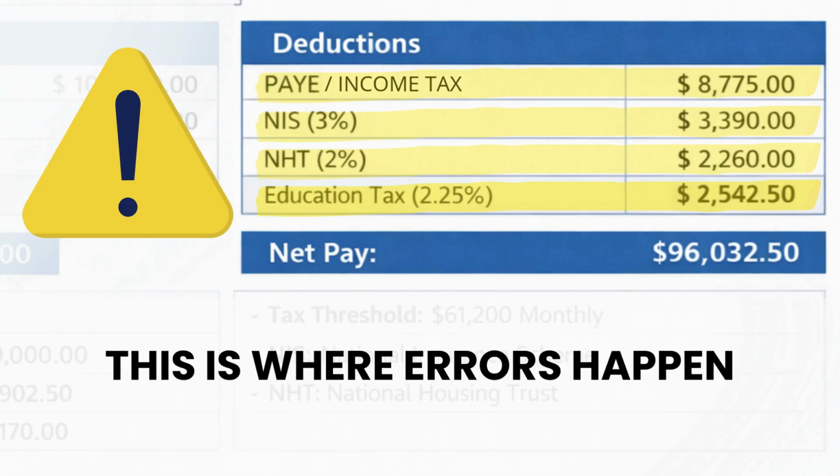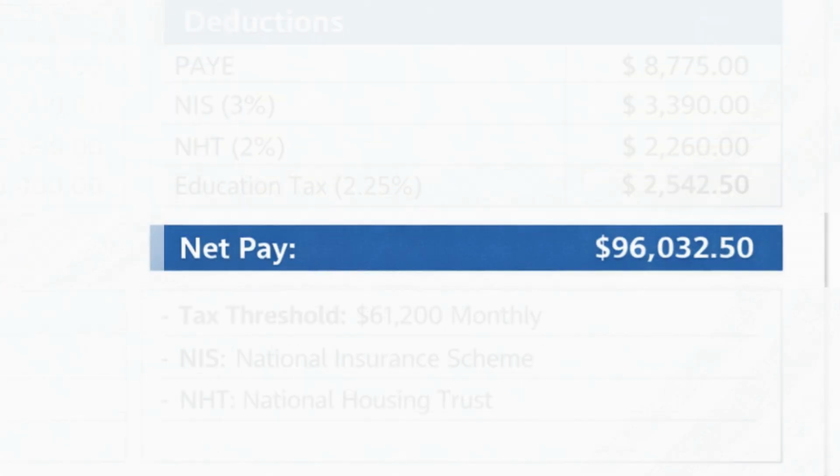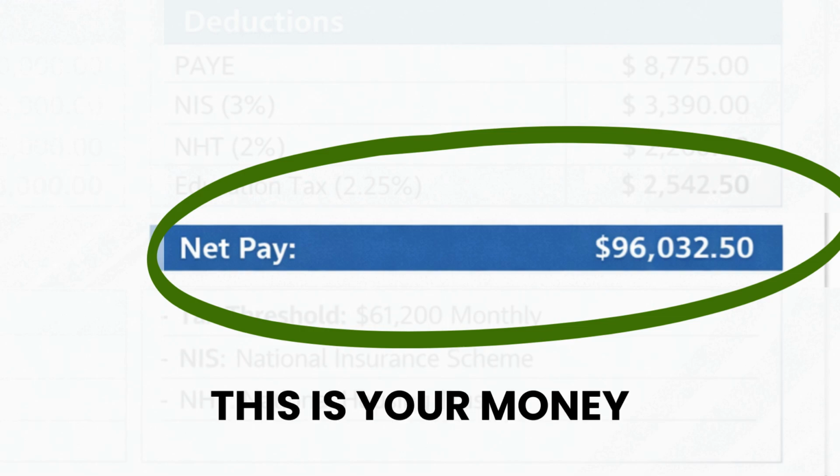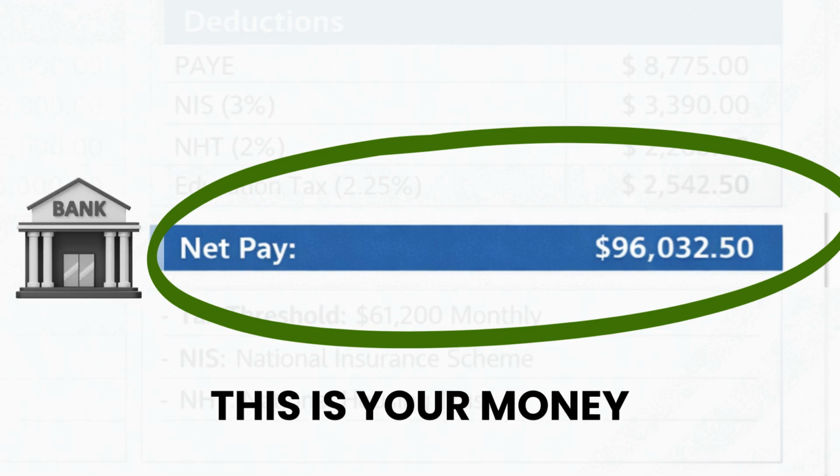Fourth section, net pay. Your net pay is what's left after deductions. This is the amount that should match what hits your bank account. If it doesn't, that's a red flag.